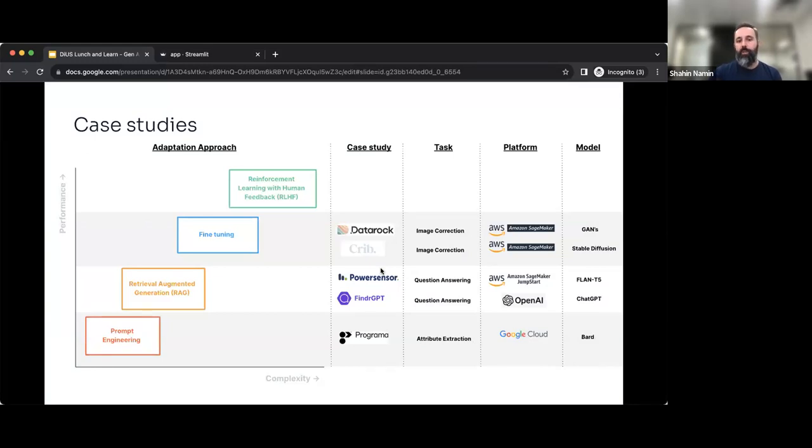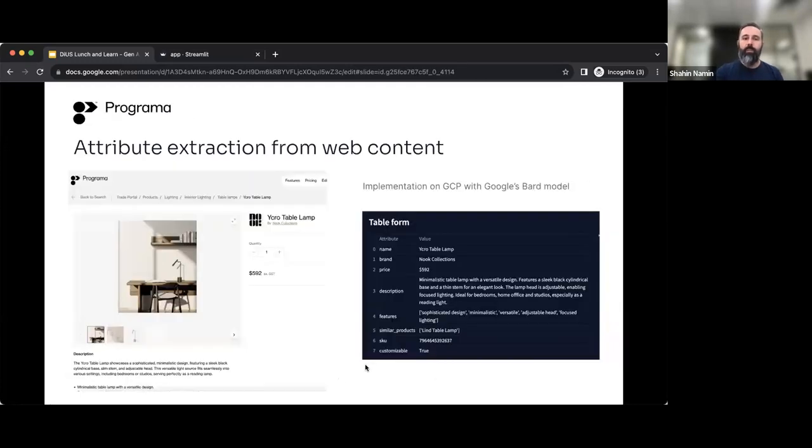So we will be talking quickly about 5 different case studies here. One of them is in the prompt engineering that we ran for Programmer. 2 of them are in the RAG scenario, and we will look at 2 image examples when we did fine-tuning for our clients. And these are all implemented on the cloud, and they're making use of different models, as you see on the screen.